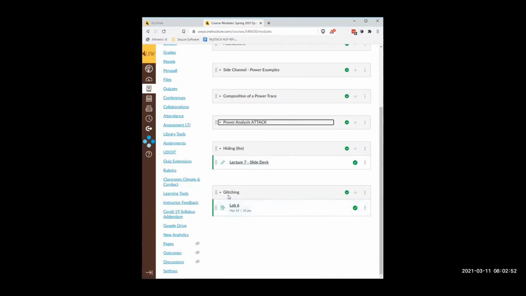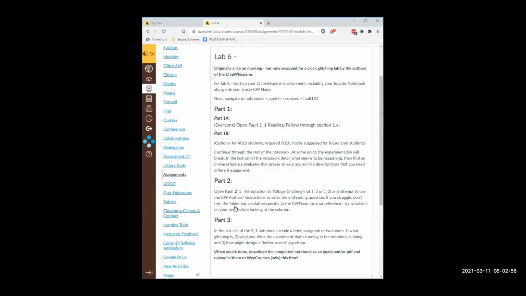But there is a new module called glitching. And this lab is pretty straightforward. So original lab is going to be on masking based off of the state that I put my Chip Whisperer in yesterday, how long it took me to recover. Decided that was not a good idea for now. I'm going to try to develop something that's a little bit cleaner and something that you can actually use without fear of actually breaking your device or spending hours trying to recover it. So with that said, we are going to swap basically what we're going to do with starting to talk about glitching, which is kind of fun.